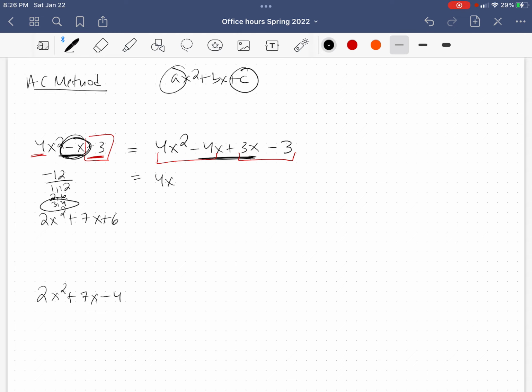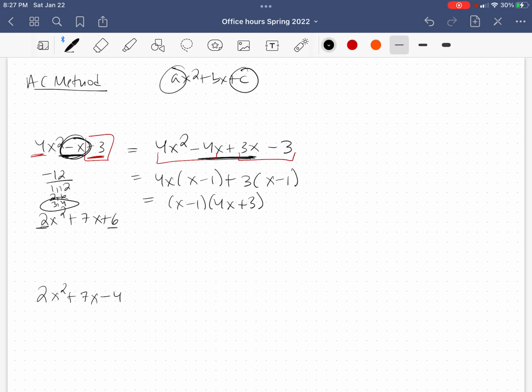So out of the first 2 I can pull a 4x and be left with x minus 1. Out of the second 2 I can pull a 3 and be left with x minus 1. The x minus 1s are in common and I'm left with 4x plus 3. And I was able to factor it without guessing and checking. I despise guessing and checking in any type of problem. Whew, all right, let's do another one.